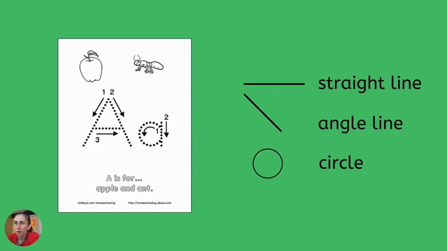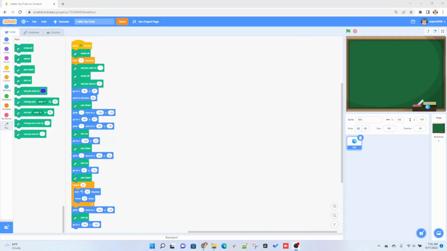Today we're going to be writing the letter A, and as you can see, the letter A is basically angle lines and straight lines, and also a circle with a straight line. So that's the analogy or the idea that we're going to be looking into to make sure that we write our letter A correctly and we understand how it works. Let's look at this project in Scratch. Let me give you a quick little demo of how the letter A is written.